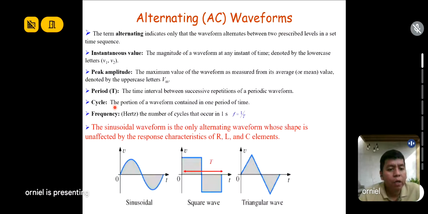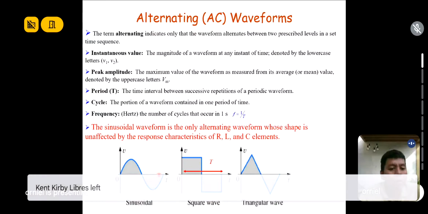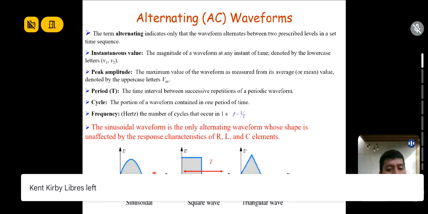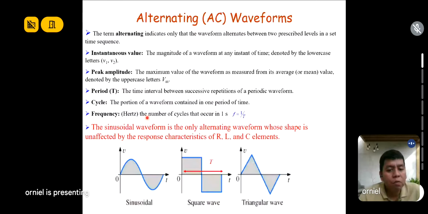And one cycle is the portion of the waveform like this one. This is the positive cycle. Another one, this is the negative cycle. And also for the frequency, this is the number of cycles that occur in 1 second. So normally we can get the frequency by using this equation: 1 over the period, or 1 over T.